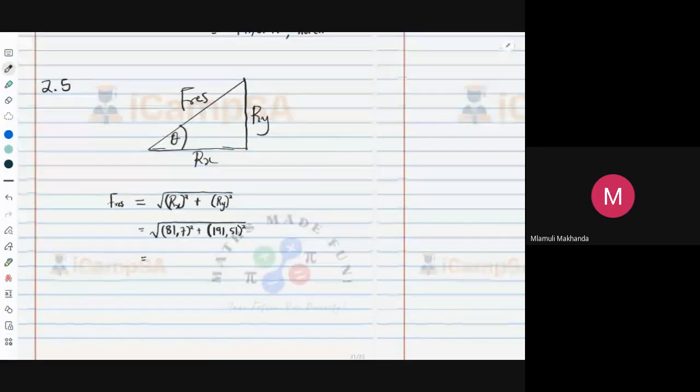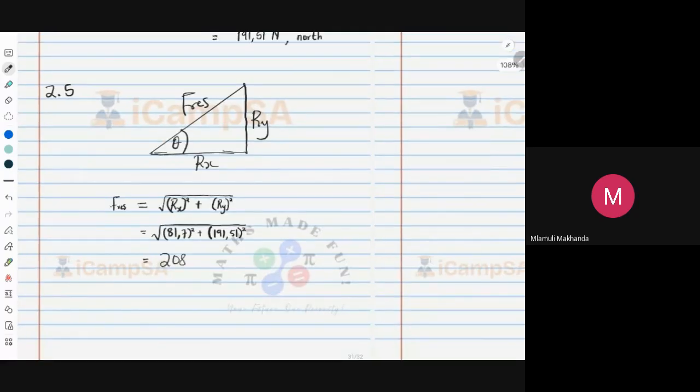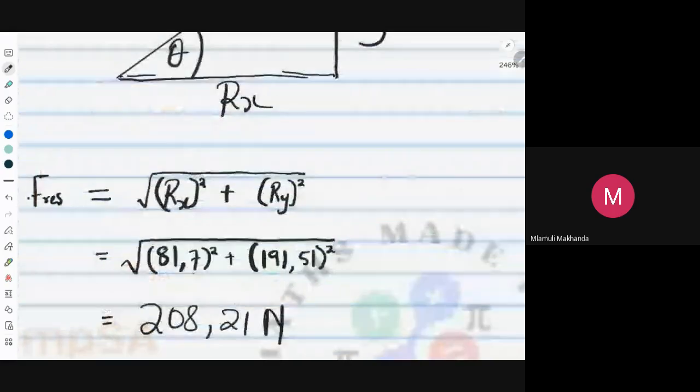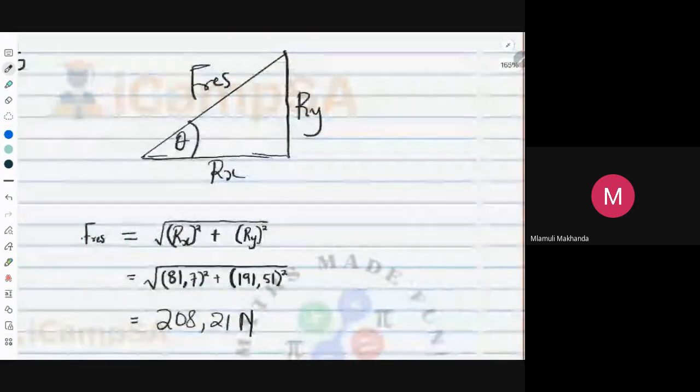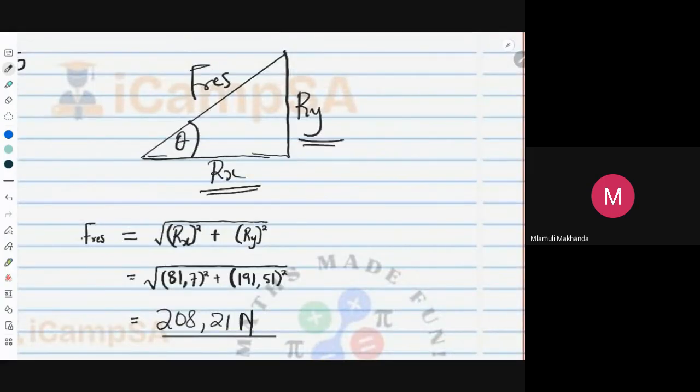Okay, guys, so this will be root of 81.7 squared plus 191.51 squared. So this is 208.21 newtons. One thing you will notice about the resultant vector is that it's always a number or a magnitude greater than both of its components.